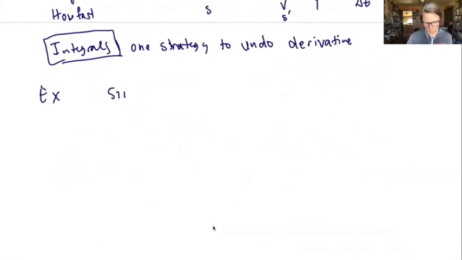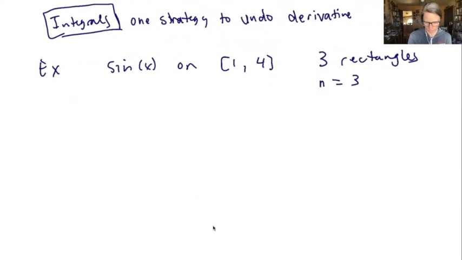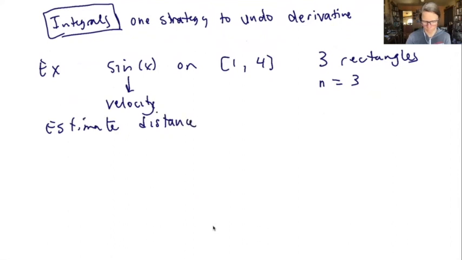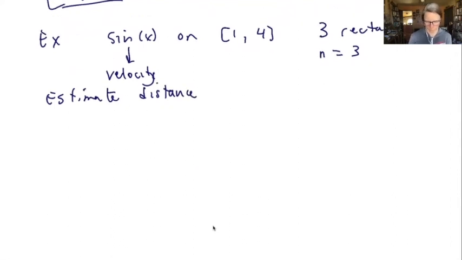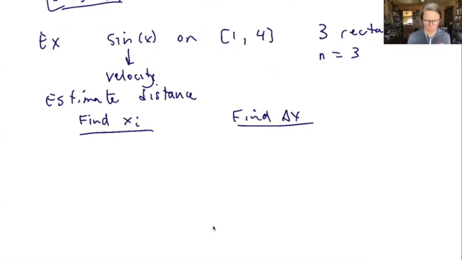Here's an example. Let's look at sine of x on the interval from 1 to 4. And let's do 3 rectangles. I might also call this n equals 3. Okay. And let's let sine be the velocity. We want to estimate distance. So we could do this with a graph, we could do it without a graph. One thing we're going to need to do to get started is find the x sub i values, and we want to find the delta x values.